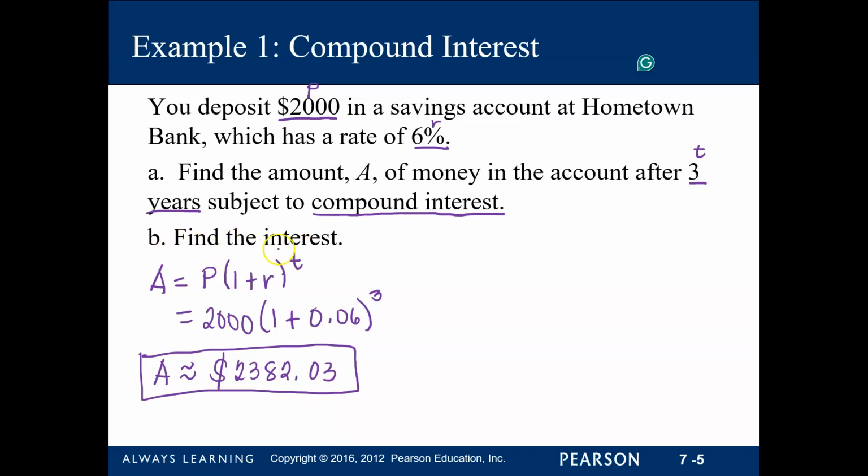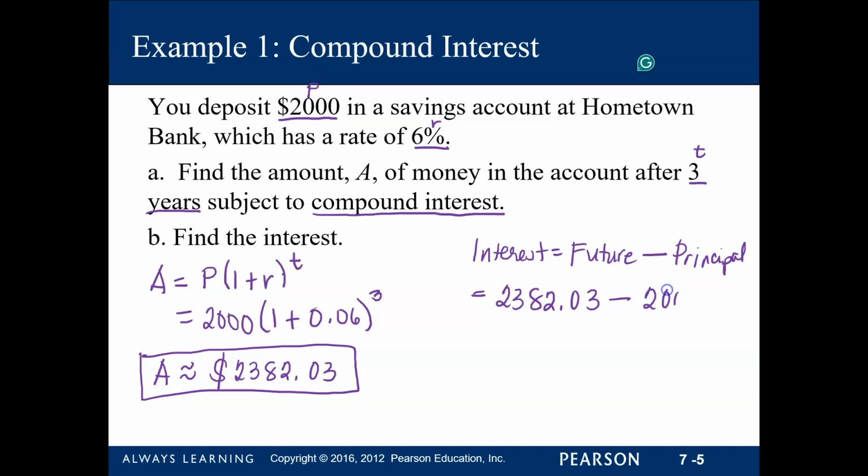So asking for the interest, always remember interest is always the difference between the future value minus the principal. It is always that way. And you will notice that the future value will always be higher than the principal. So to find the interest, our future value is 2382.03 minus the amount that was deposited, $2,000. And so in 3 years, this account earned $382.03. So this is the interest.